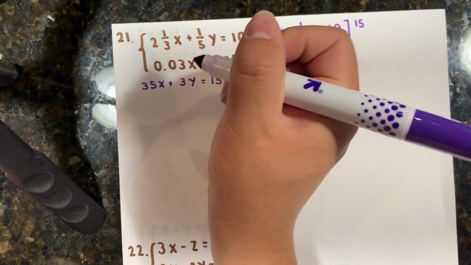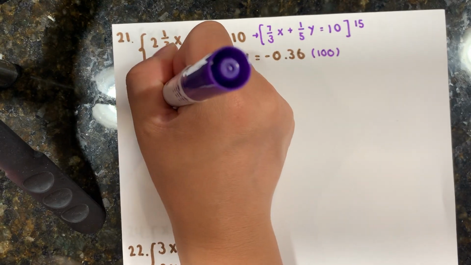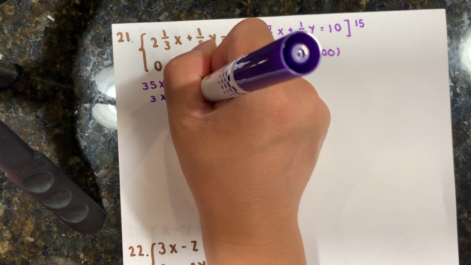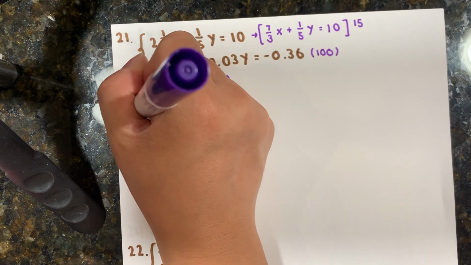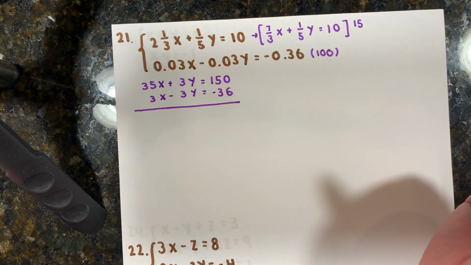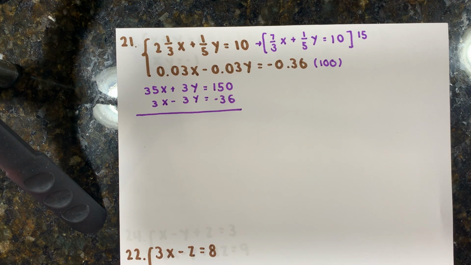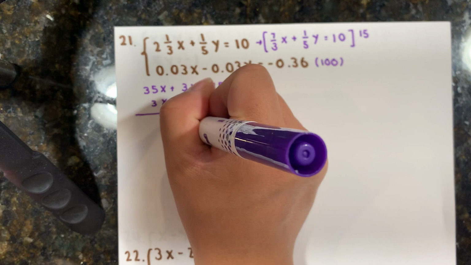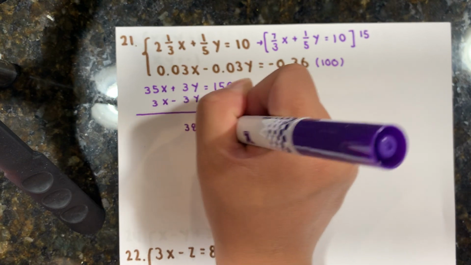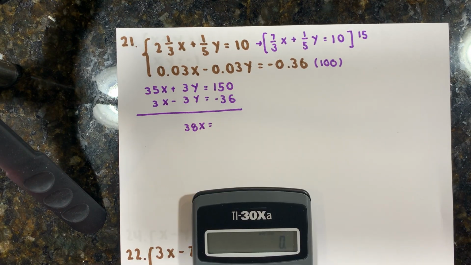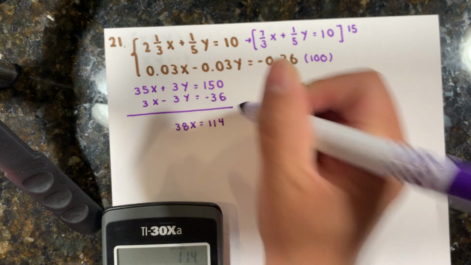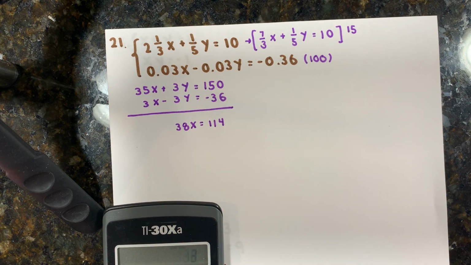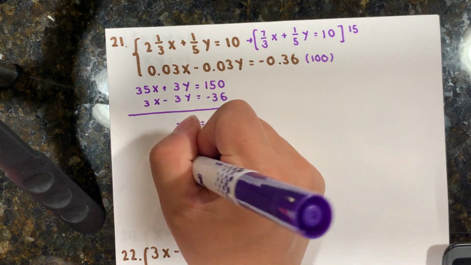Bottom equation, I'm going to multiply by 100 so that I end up with 3x minus 3y equals -36. Unfortunately for me, those y's are just going to cancel. So I would end up with 38x is equal to 150 minus 36, which would be 114. Then divide that by 38 gives me that x is equal to 3.